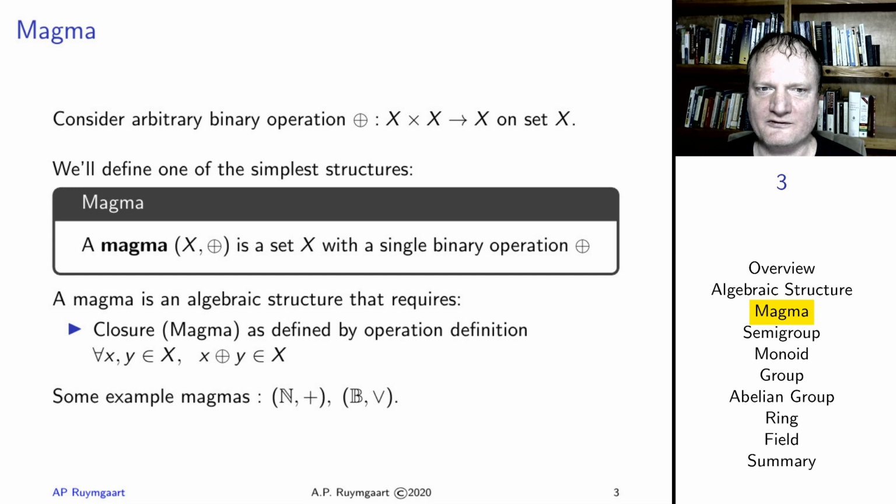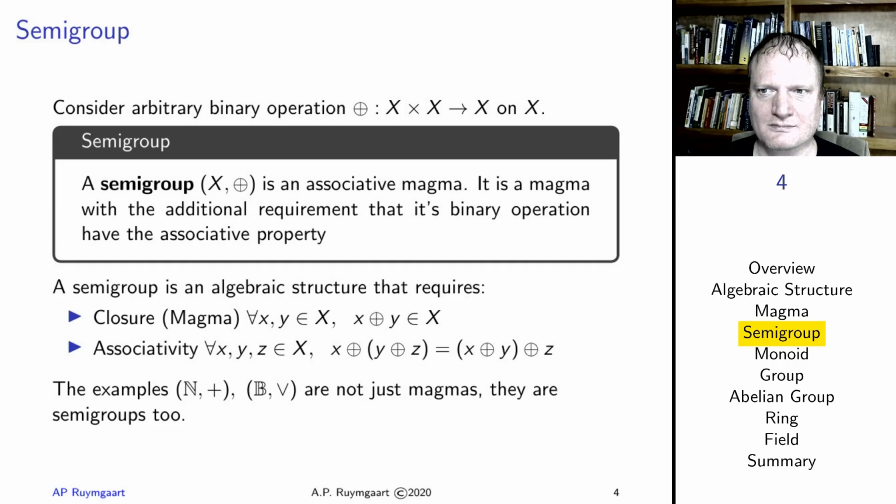Some example magmas are the set of natural numbers with the addition operation, as well as the Boolean domain, the set of Boolean numbers with the OR operation, Boolean addition. There are other examples, but these are two that we'll start with.